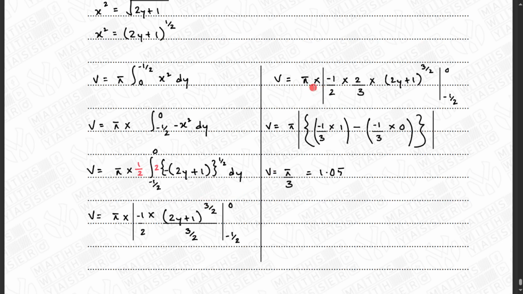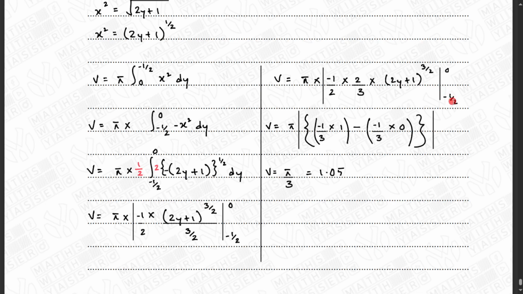So that means, simplifying it, we will be getting pi times, within modulus, minus half times 2/3. So I'm cross multiplying this. I'm multiplying with the reciprocal of this, which is 2/3, times (2y plus 1) to the power 3 by 2. And we have the limits 0 and minus half. Now we can simply substitute these two values and we get minus 1 over 3 times 1, because when you are substituting 0 over here, this will just become 1 and this 2 and 2 will cancel out and we are left with minus 1 over 3.